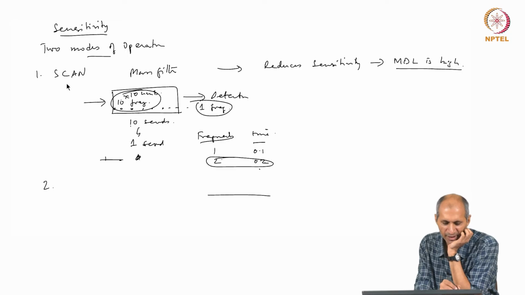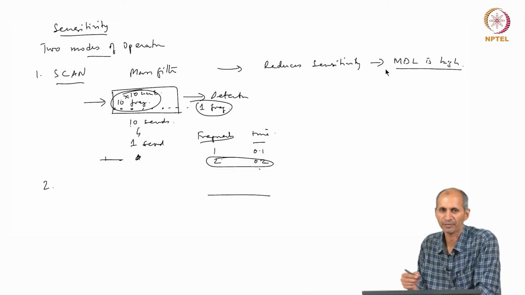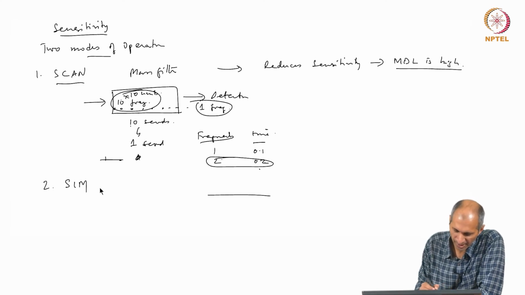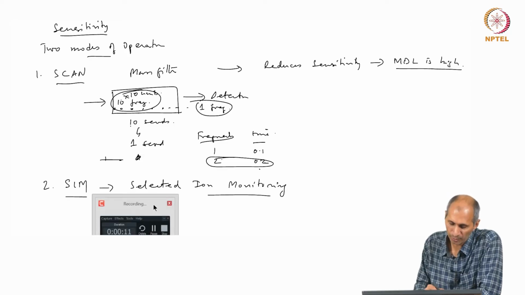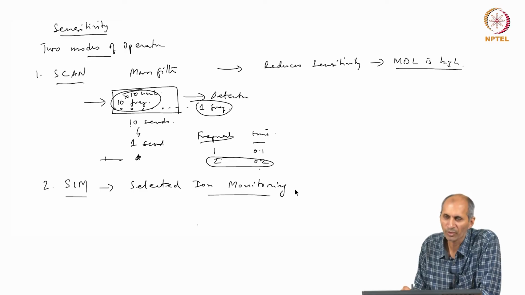So, when we are doing scan, it is sometimes not possible to do it, even though it is very attractive to do the scan. So, instead if we want to increase sensitivity, what we do is something called SIM, selected ion monitoring. In selected ion monitoring, we don't look for everything, we only look for specific main fragments.